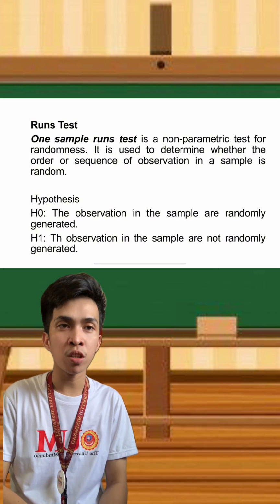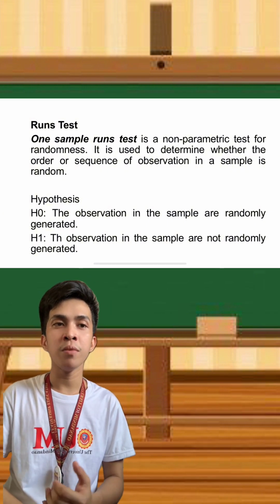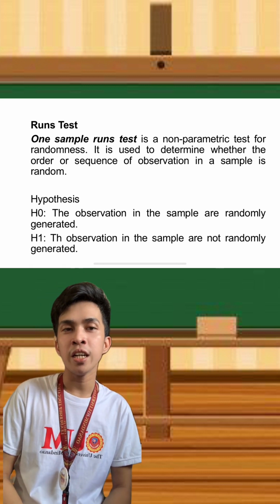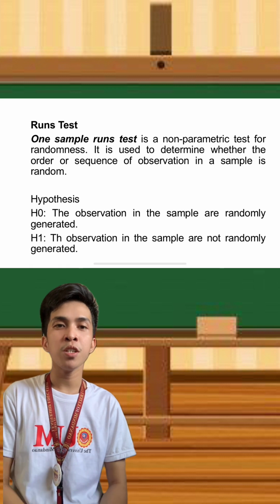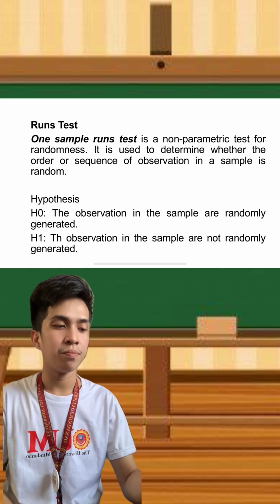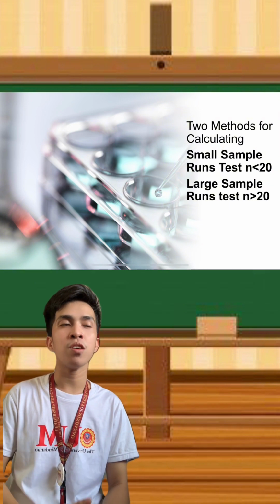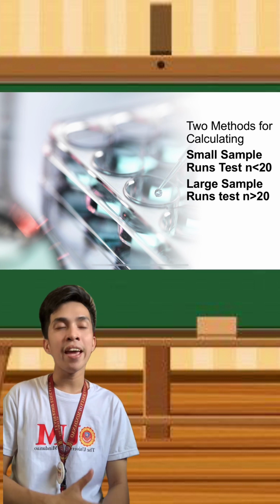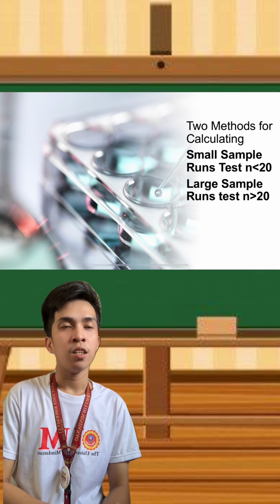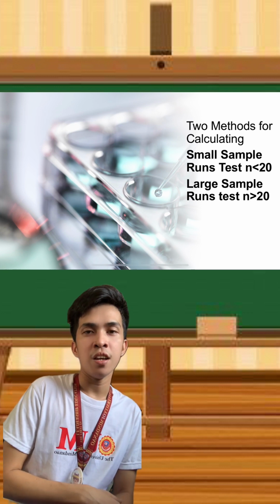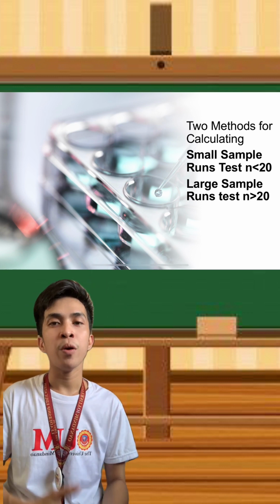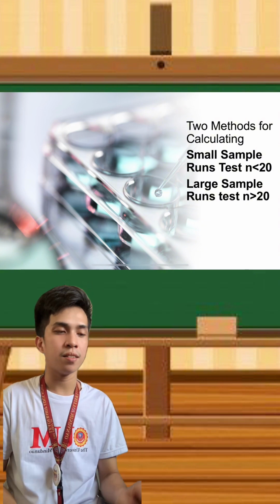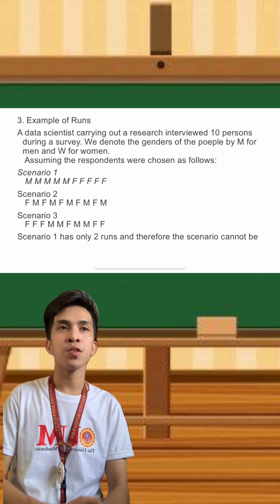So here are the hypotheses. For H sub 0, the observations in the sample are randomly generated. For the alternative, H sub 1, the observations in the sample are not randomly generated. We have two methods of calculating our runs. For the small sample runs test, when n is less than 20, we use the small sample runs test. And for the large sample runs test, when n is greater than 20, that's when we use the large sample runs test.